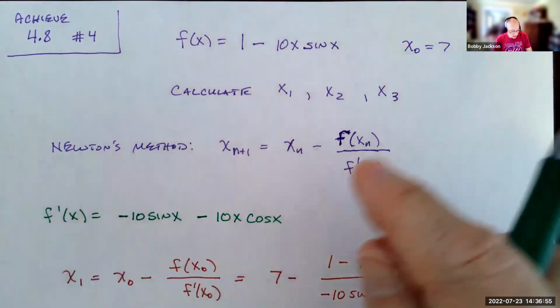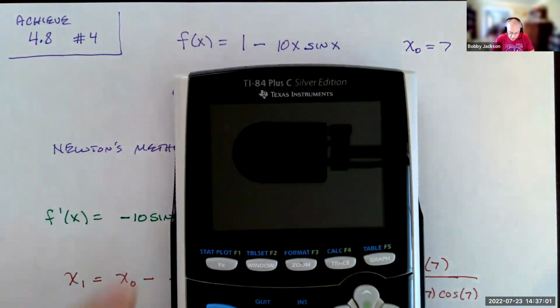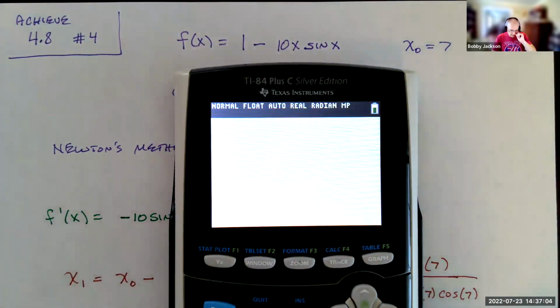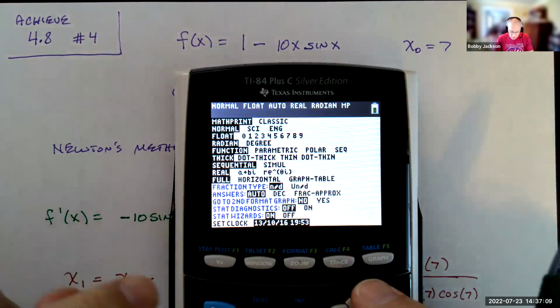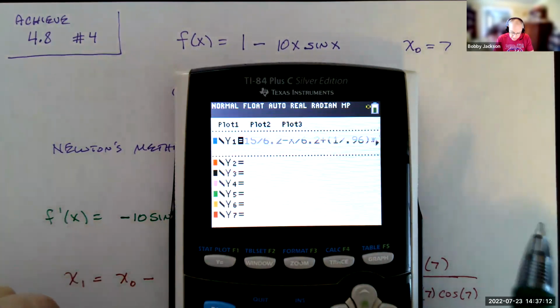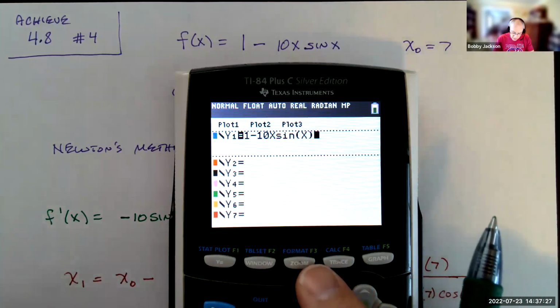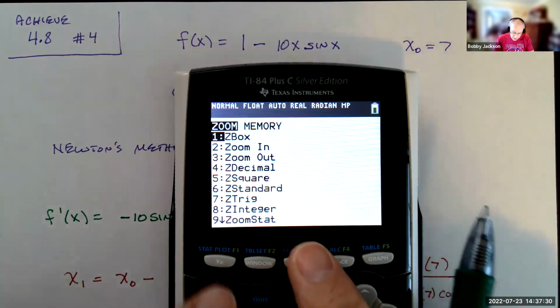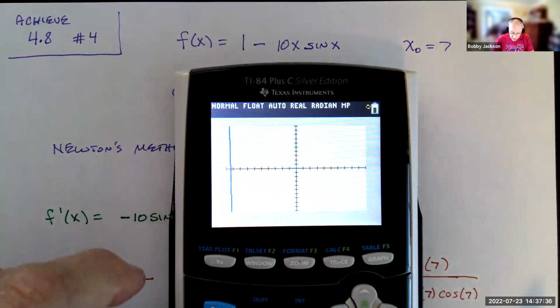Let's go into the calculator and graph this function real quick. You don't have to do this, but I'm going to graph it. Since there's a sine function, I need to make sure I'm in radian mode, which I am. I'll enter 1 minus 10x sine of x. I'm going to do a zoom standard window right now, because we're looking around x equals 7 at any rate.